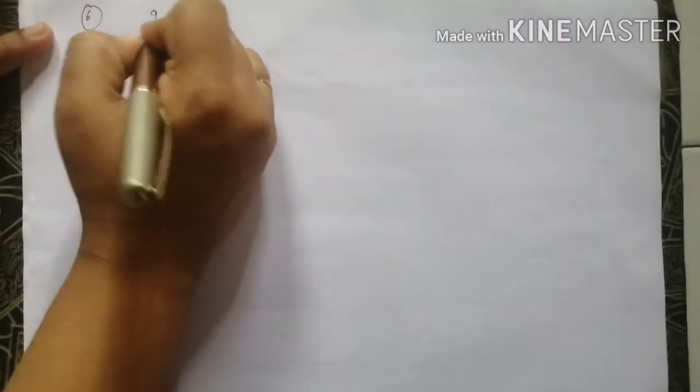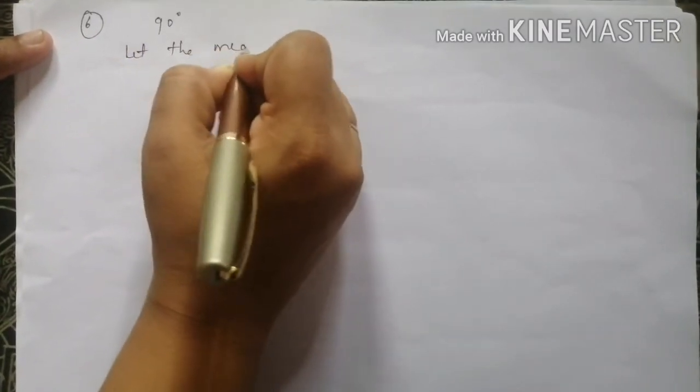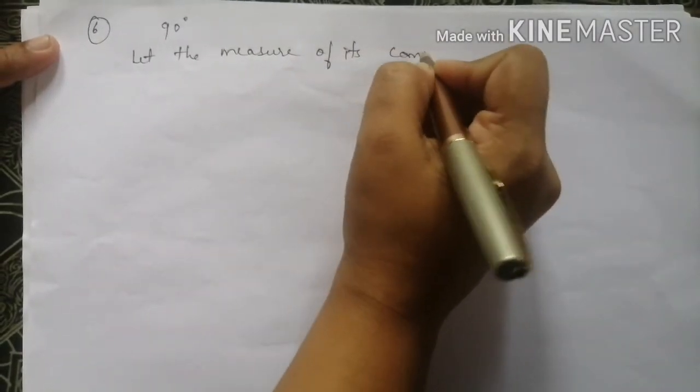The next one, sixth one. Sixth one is 90 degree. So first step is same. Let the measure of its complementary angle be x degree.